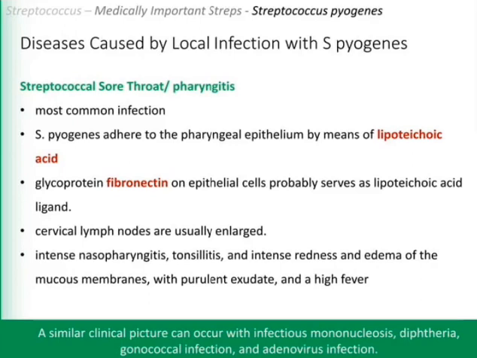The most common infection is pharyngitis. S. pyogenes attaches to the pharyngeal epithelium by means of lipoteichoic acid. The glycoprotein fibronectin on the epithelial cells probably serves as a lipoteichoic acid ligand. Cervical lymph nodes are usually enlarged. Intense nasopharyngitis, tonsillitis, and intense redness and edema of the mucous membrane with purulent exudate and high fever are the symptoms. A similar clinical picture can occur with infectious mononucleosis, diphtheria, gonococcal infection and adenovirus infection.